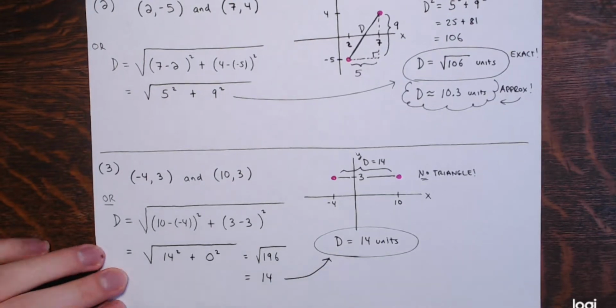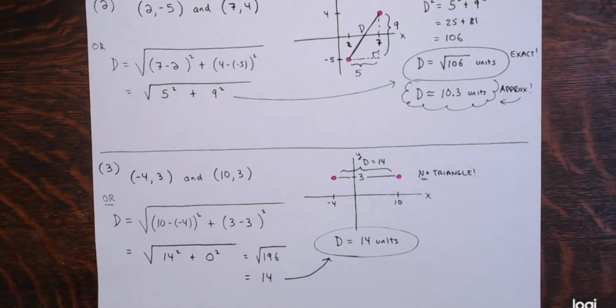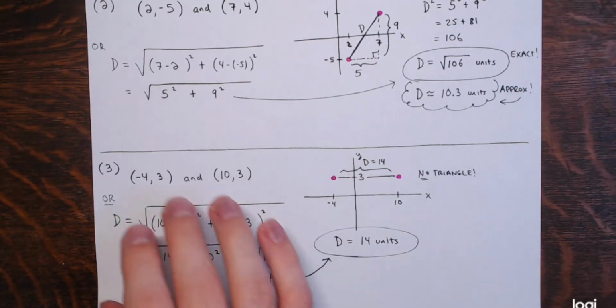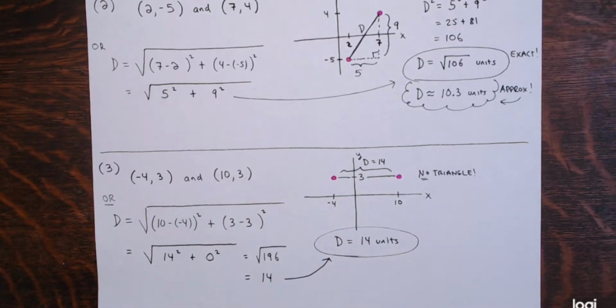So no matter how you do it, drawing a picture, using the formula, doesn't matter. You end up with the same distance either way. So you decide which one you like better. By the way, the distance between these 2 points is 14 units. They are 14 units apart on the coordinate plane.